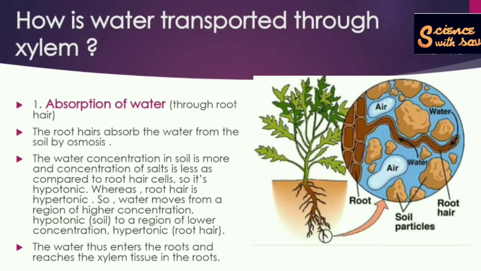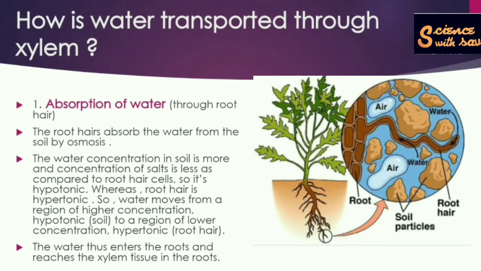The first is absorption of water. The soil has water in it and the plant absorbs this water through the roots. The roots have minute hair-like structures called root hairs, and these root hairs absorb the water from the soil, and this is carried out by the process of osmosis.